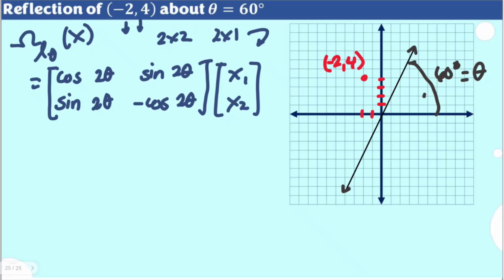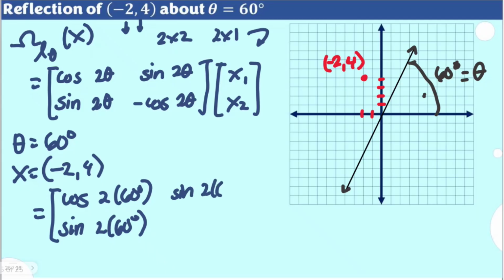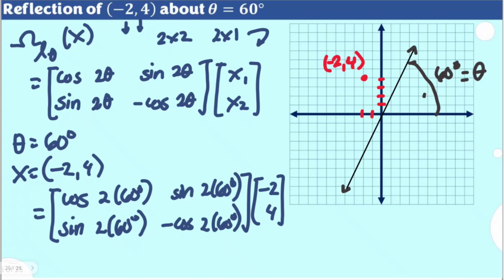So let's try to apply the formula now. We know that our theta is now 60 degrees and our x is negative 2 and then 4. So the matrix will become cosine twice 60 degrees, sine twice 60 degrees, sine twice 60 degrees, minus cosine twice 60 degrees, to be multiplied with the components negative 2 and 4. Take note that our prediction is that its reflection would be on the first quadrant, so we were expecting answers in positive values. So simply continue this.